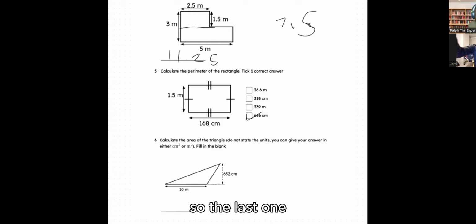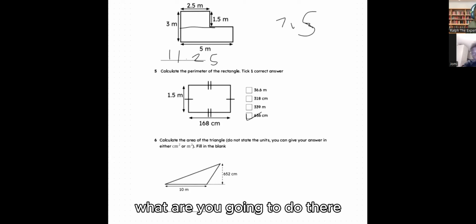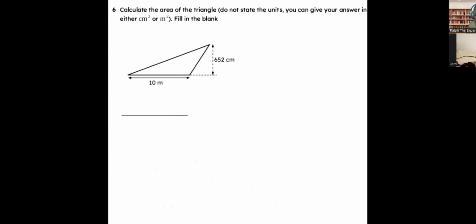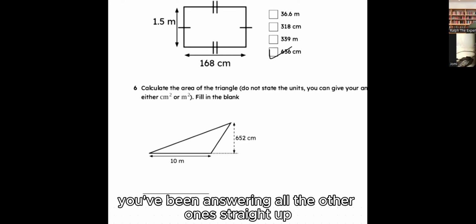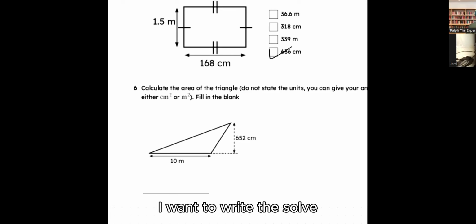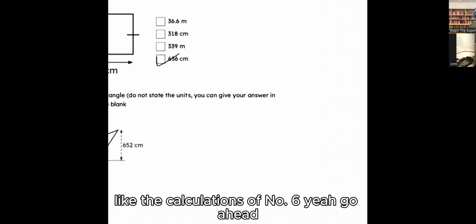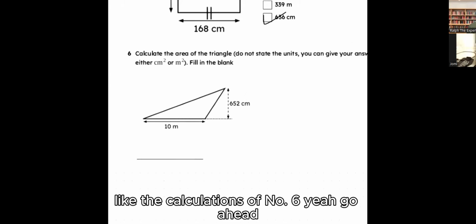So the last one, what are you going to do there? For the last one, I'll solve it like a normal thing. I want you to write, you've been answering all the other ones straight up, I want you to write the calculations of number 6. Yeah. Go ahead.